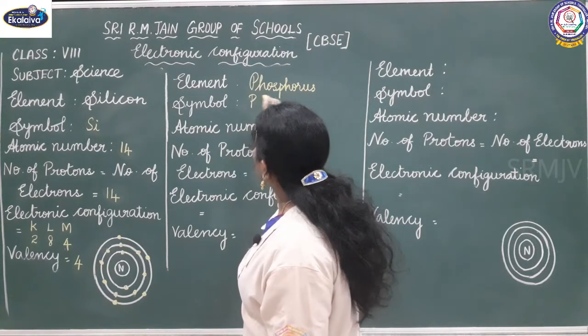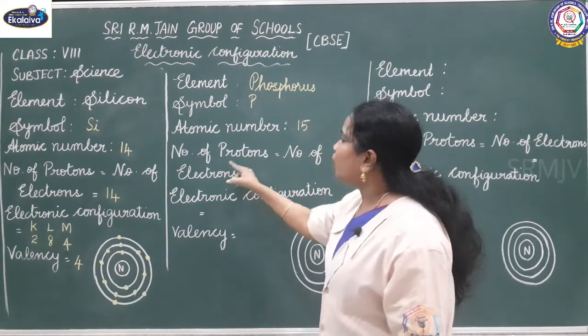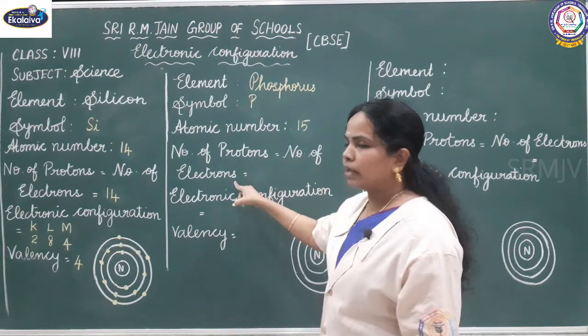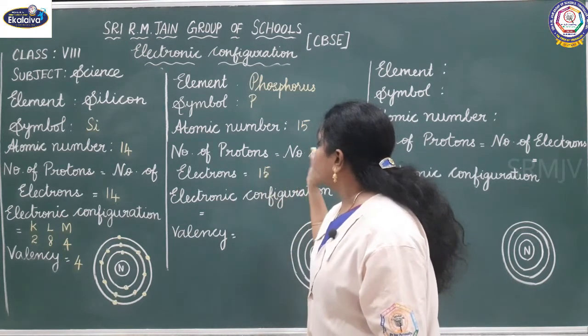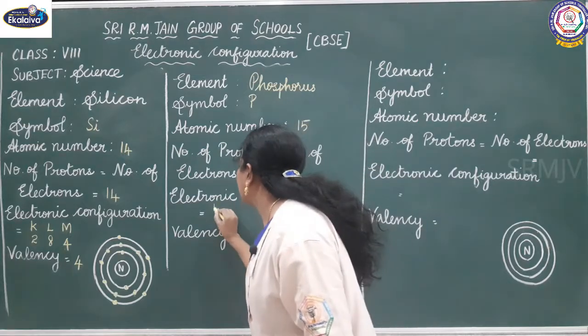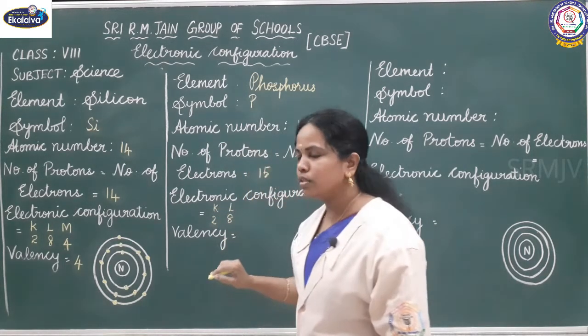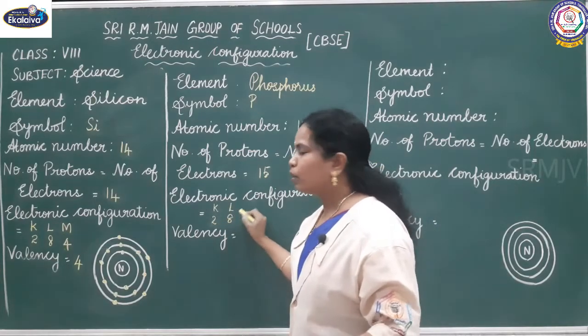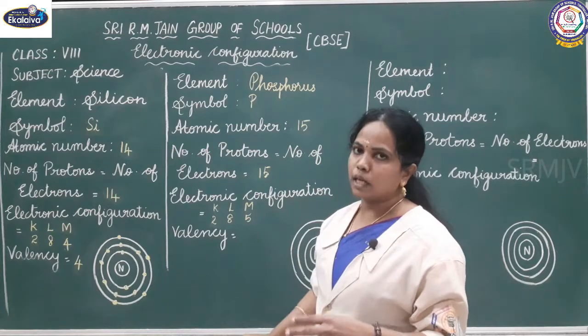Symbol is P. Atomic number is 15. Number of protons, which is equal to number of electrons, that is also 15. Electronic configuration is K 2 electrons, L shell can accommodate 8 electrons. So 2 plus 8, 10 electrons and 5 electrons in the M shell.